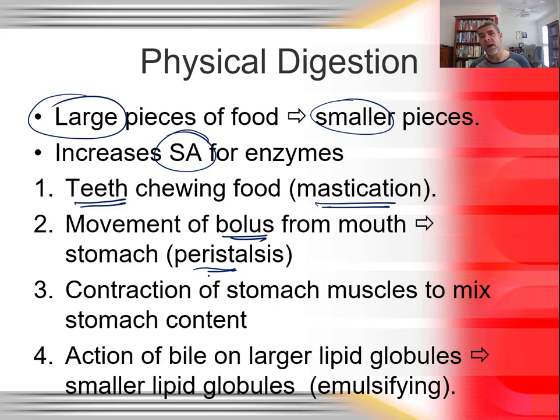And another area of physical digestion is the action of bile. So bile, which is produced in the liver and stored in the gallbladder, can also be secreted into the upper part of the small intestine, where it'll act on large lipid or fat globules and emulsify them. That means it just turns them into smaller lipid globules.